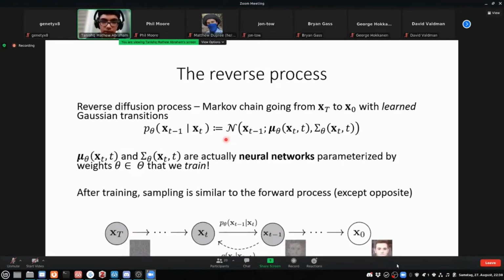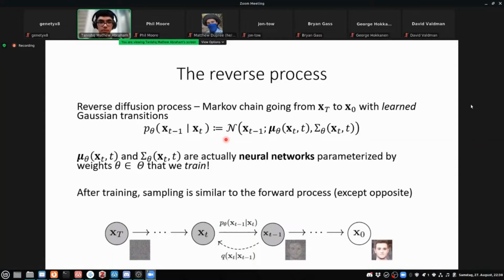Okay, so the next thing is the reverse process, where we're doing the reverse of the forward process, going from x capital T, which is our pure noise, to x0, which is the image that we're trying to obtain. So again, here we're doing a Markov chain with Gaussian distribution transitions.